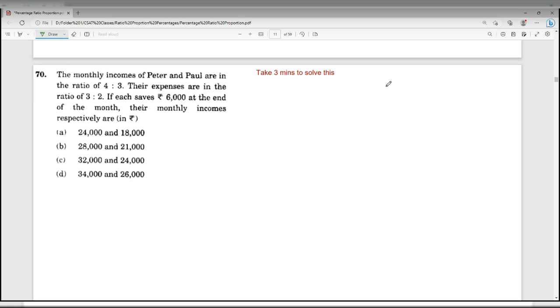What they're saying is the monthly incomes of Peter and Paul are in the ratio 4:3. Their expenses are in the ratio 3:2. Each saves 6,000 at the end of the month. Their monthly incomes respectively are? So since the incomes are in the ratio of 4:3, we'll take them as 4x and 3x.